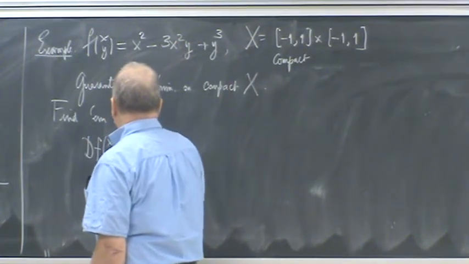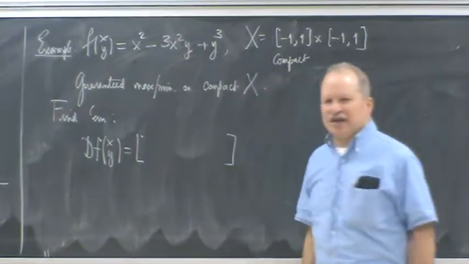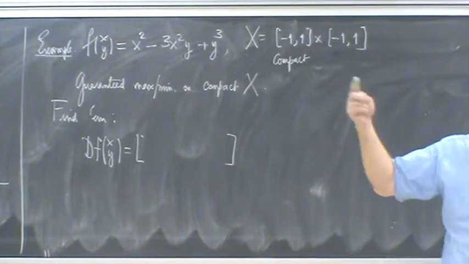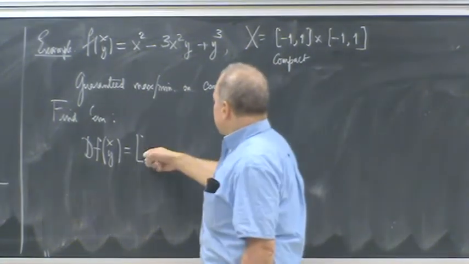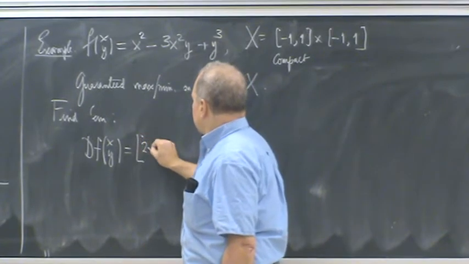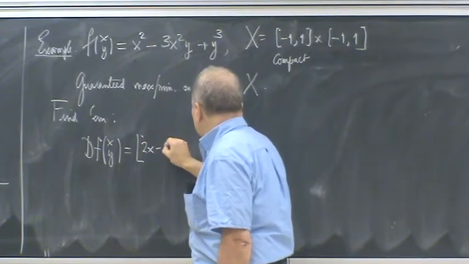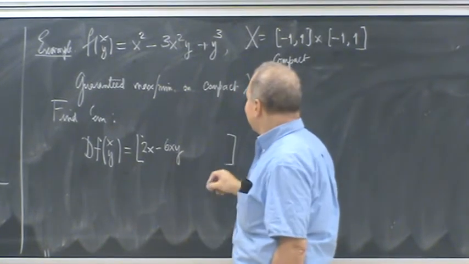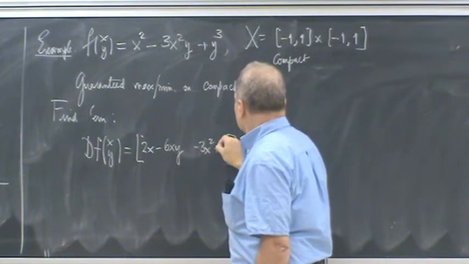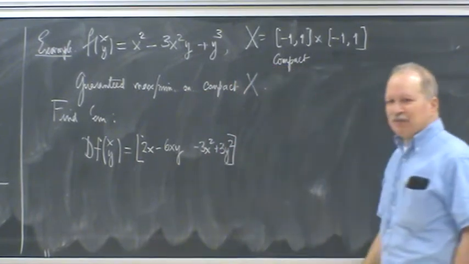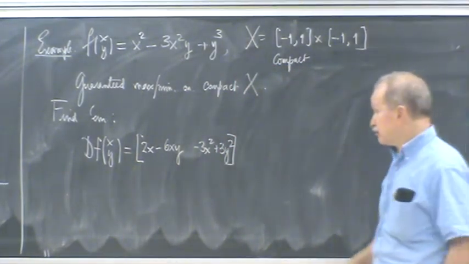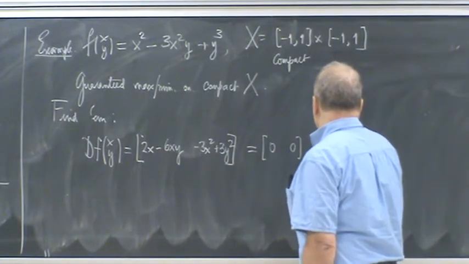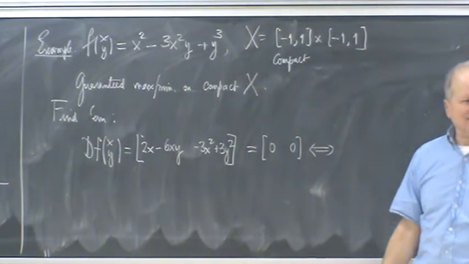So what's the derivative? And again, if you prefer to write gradients here, rather than writing a matrix as a row, I just write gradient equals, I don't care. All right, what's the x partial? 2x minus 6xy. What's the y partial? Negative 3x squared plus 3y squared. Find me where both partials are 0. The origin. That's fine. I bet there's some other point.